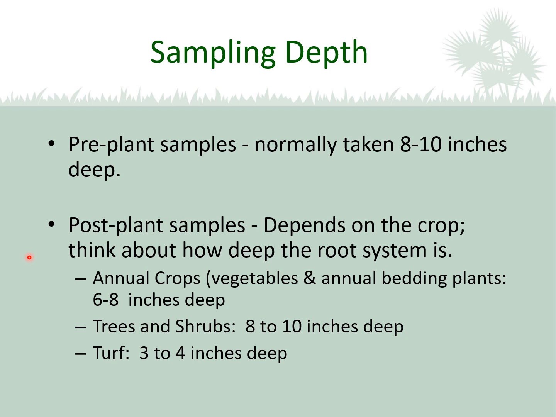Pre-plant samples are normally taken 8 to 10 inches deep. Post-plant samples are normally taken where the majority of the roots are. So for an annual crop, that's 6 to 8 inches. Trees and shrubs, that's 8 to 10 inches. And for turf, that's 3 to 4 inches.